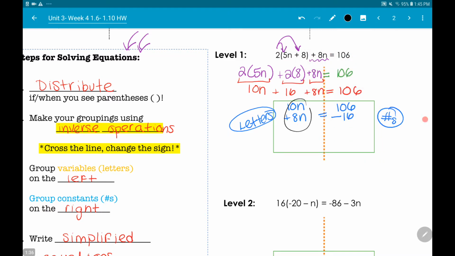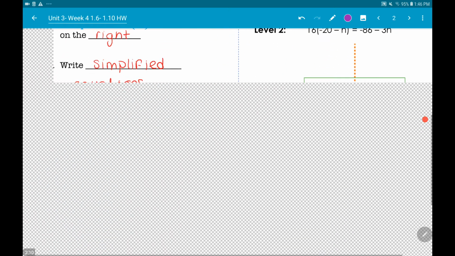I combine. So I get 18n equals 106 take away 16 is 90. Then after that, we always have one more step, which is division. So we get n is equal to 5. Now, don't worry about this check. The check in this video, we're going to focus on the check on Thursday's video.